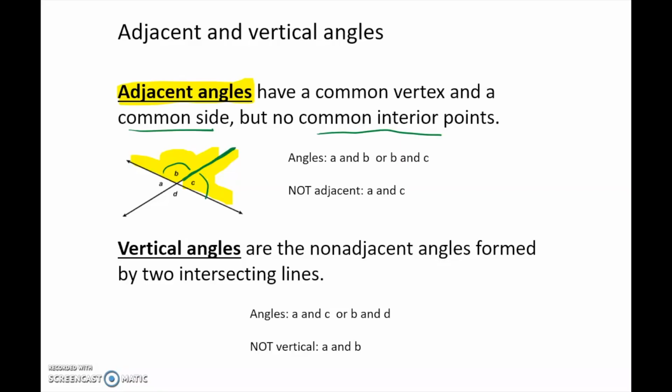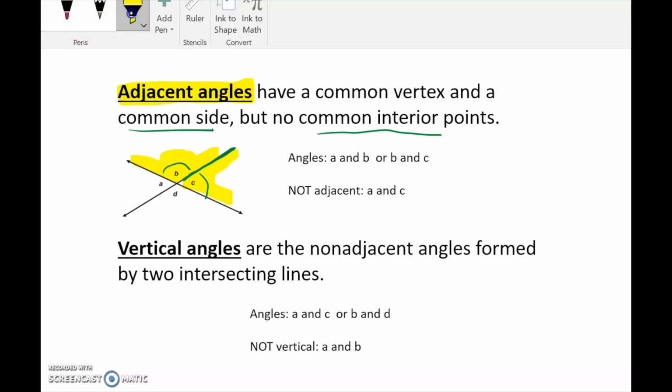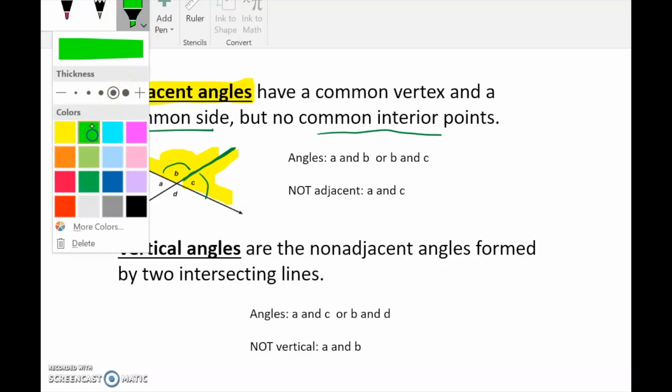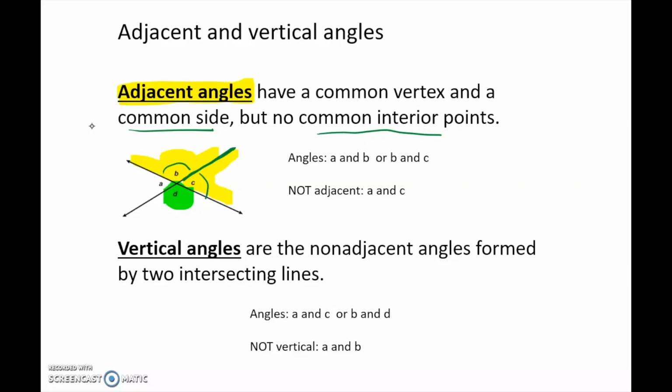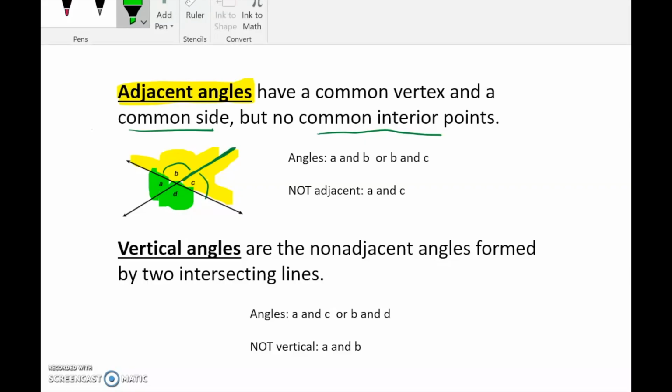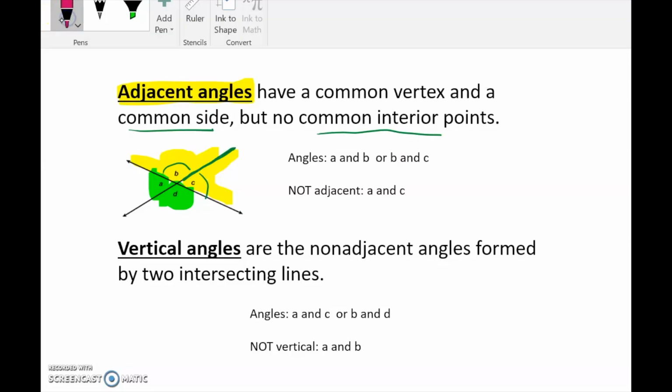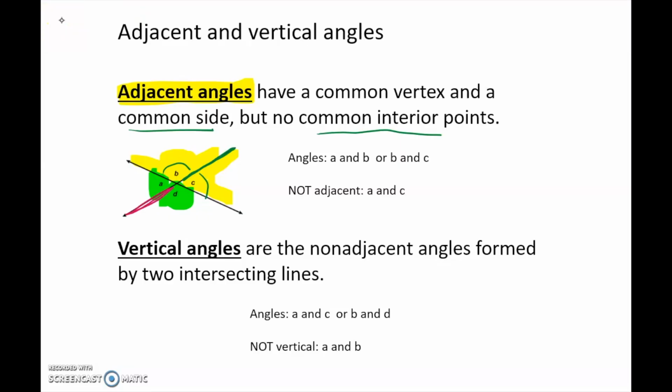We could also say that angles D and A are adjacent. They're next to each other, and if we look at it, they also have a common side, this red side right here. So those are examples of adjacent angles.